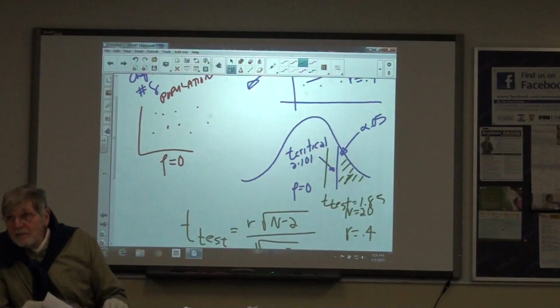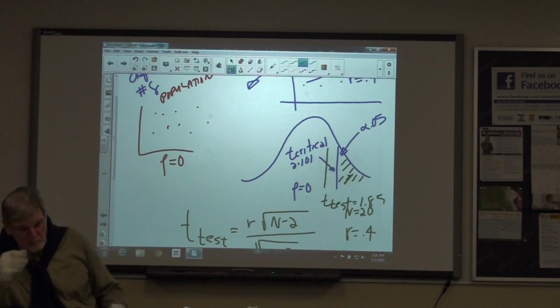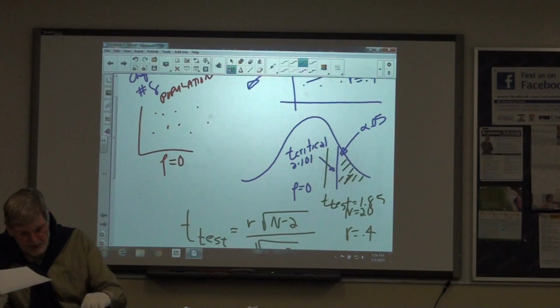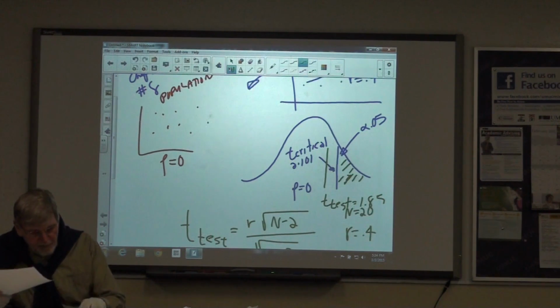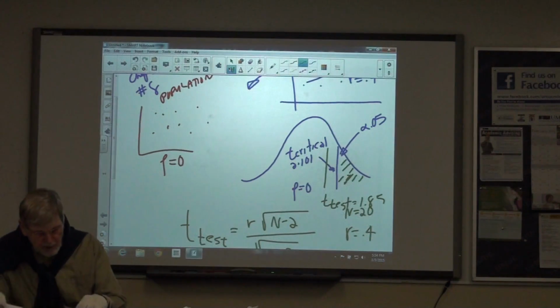Yeah, so I wrote down that rho will always equal 0 if not given any other information. In fact, most statistical parameters, if you're not given any information, you assume 0.